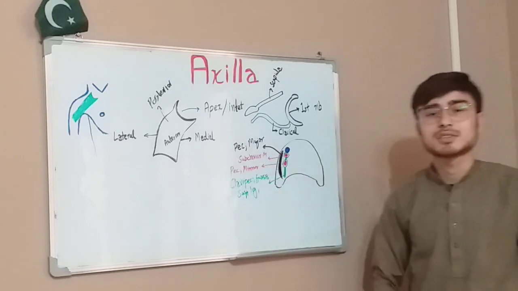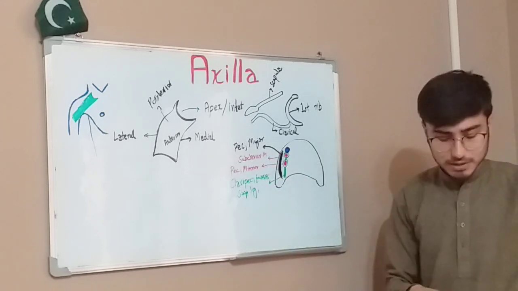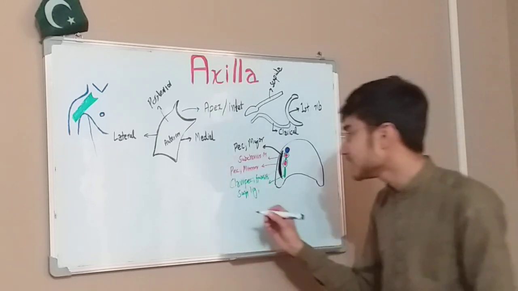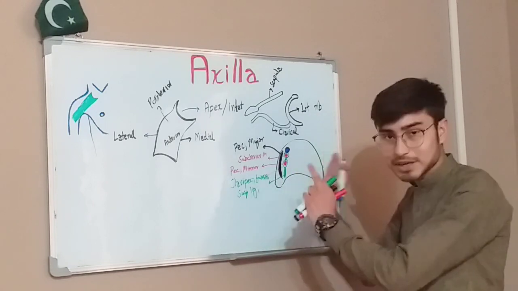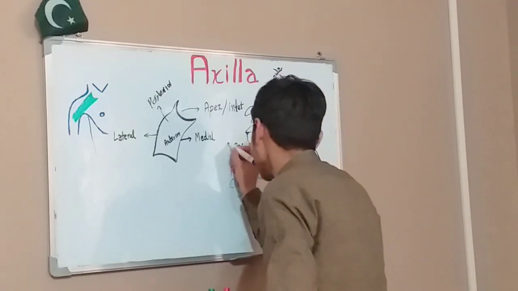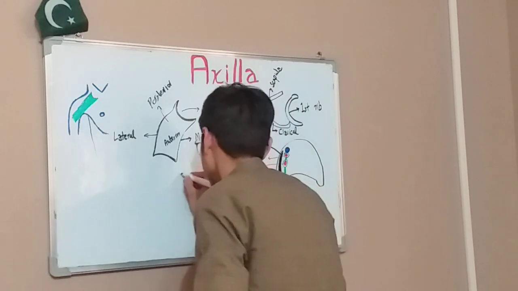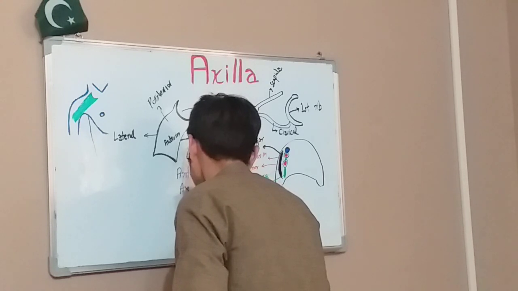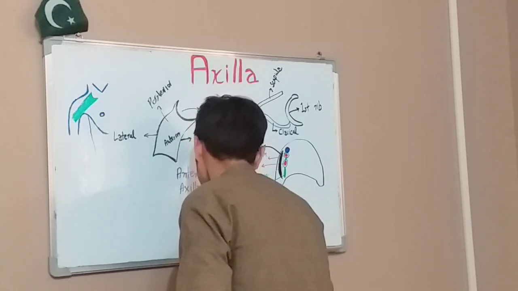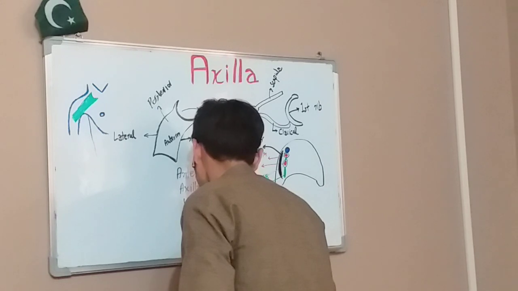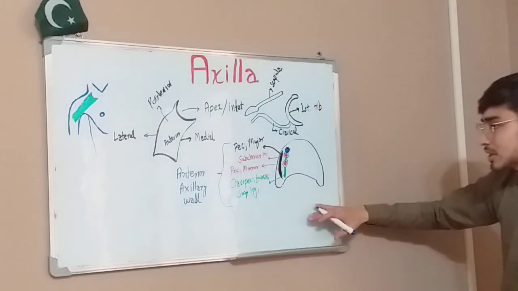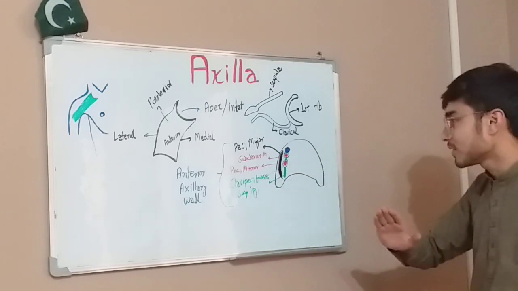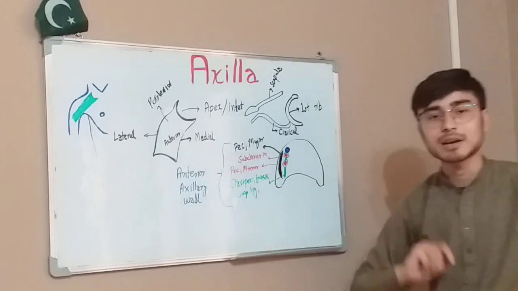So all these structures are basically forming the anterior axillary valve. In this sagittal section, we are looking at the anterior axillary valve and the posterior axillary valve. So all these structures are forming the anterior axillary valve.